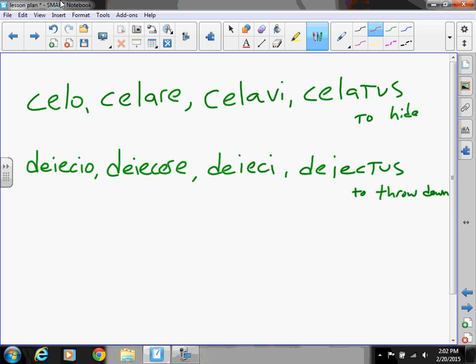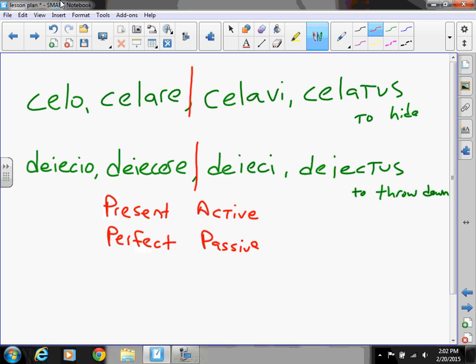We got some participles. Today, we are going to learn the difference between a present active participle and a perfect passive participle. The first thing that we want to remember is where to divide the present system and the perfect system. These two red lines: on the left-hand side is our present system, and on the right-hand side is our perfect system.